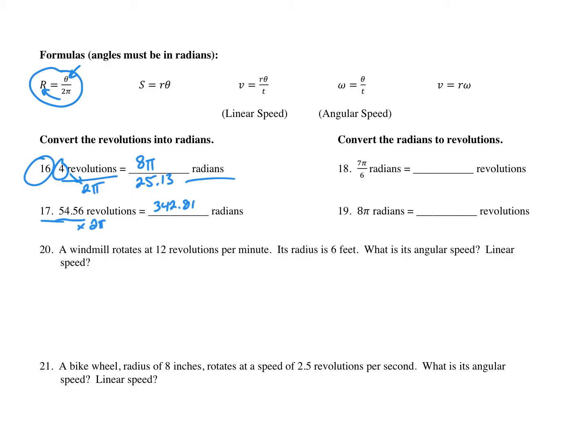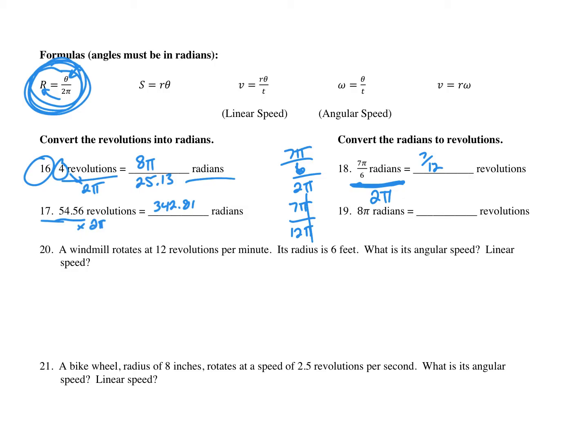But what if we go the other way? For number 18, we have radians and we want to get revolutions. So 7 pi over 6 radians, how many revolutions is that? Well, we can go back to that same formula up here. Revolutions equals theta over 2 pi. Now we have our theta, so just take this and divide it by 2 pi. So 7 pi over 6 divided by 2 pi, if you're simplifying fractions, becomes 7 pi over 12 pi. The pi's cancel out, and we're left with 7/12.